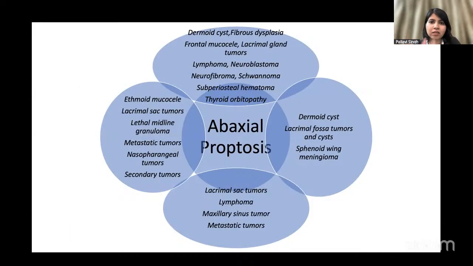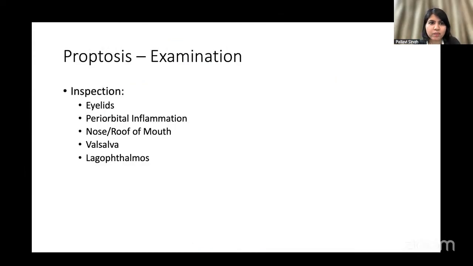Again, one of the screenshotable slides, where if you have an abaxial proptosis, depending on where the mass is located, you'll have different causes. So again, this is something you need to know in general. If it's a superior mass, there's a likelihood that it might be a mucocele, like the patient in the slide before had a mucocele. It might be a neurofibroma. If it's a lateral mass, in the superior lateral quadrant, it might be a dermoid cyst, a lacrimal cyst, or a sphenoid wing meningioma.